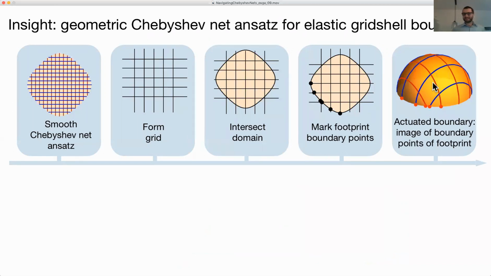And so to get an elastic grid shell, we're going to take a guess or make an ansatz. And we're first going to do that by forming some grid with a finite number of rods, intersect the smooth domain with that grid, and record where the location of each of those points is along the boundary. Then we can look at the image of those points under the Chebyshev map. So they then are identified with a place along the circumference, or along the equator of the hemisphere. And we use those as the footprint boundary points and the actuated boundary points.